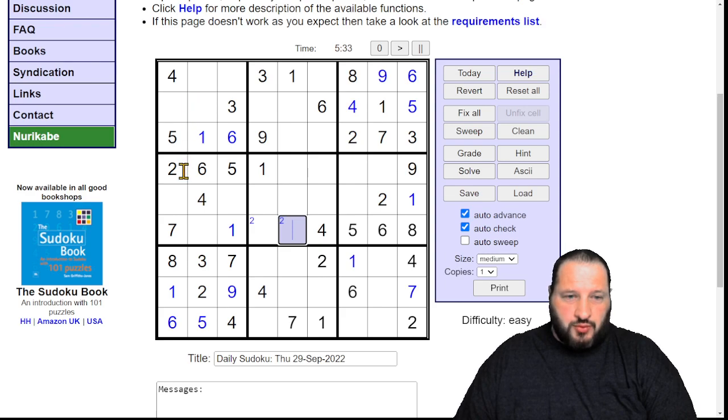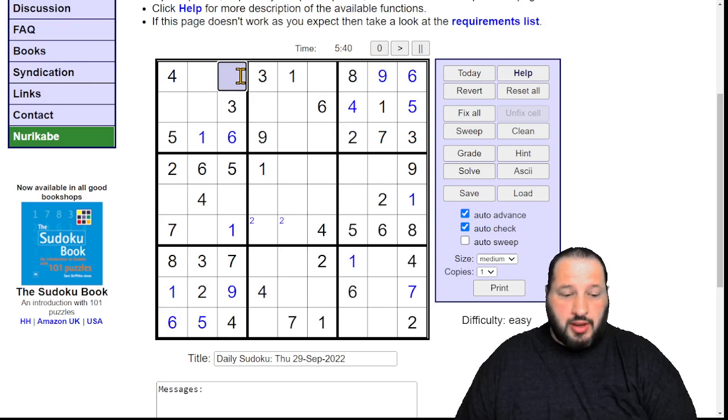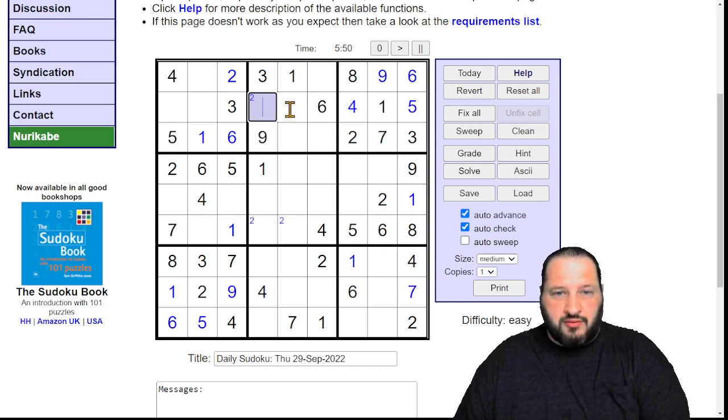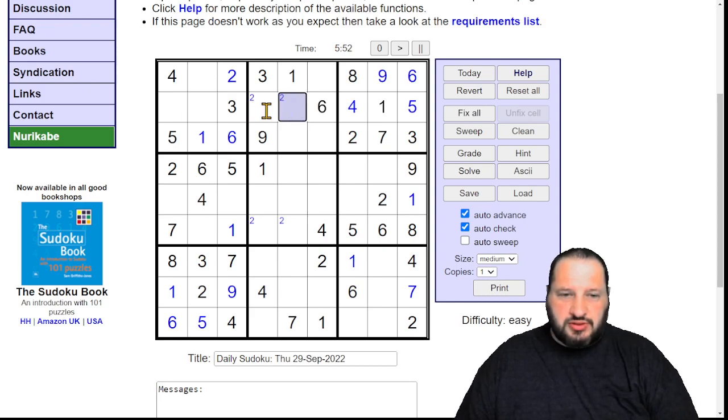Okay, top left we have a 2 in the left column. We have a 2 in the middle column. So this right column is the only place left for a 2. We have a 2 across the top. We have a 2 across the bottom. So we don't know which one it is just yet. So we have 2 possibilities for the 2.